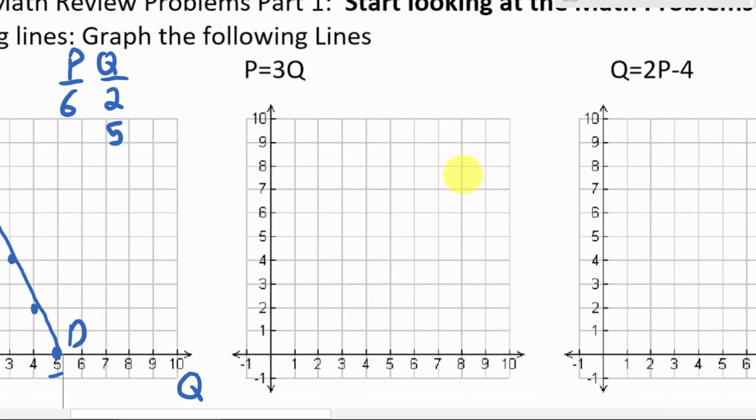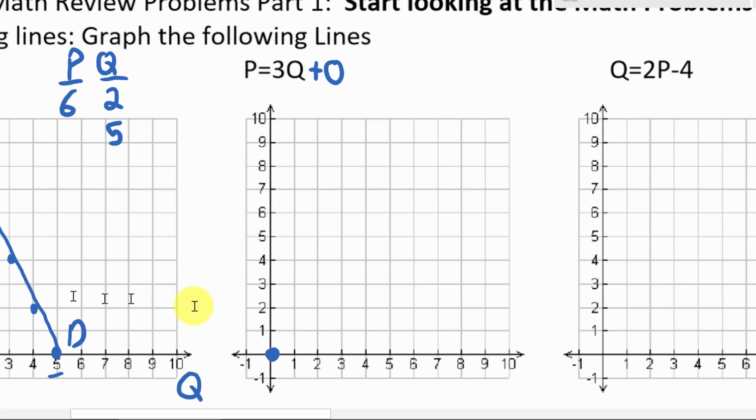Over here, p equals 3q. We don't see a y-intercept sitting there by itself, so we know that must be 0. So the y-intercept is 0. And then the slope is 3. And so we could go up 3 over 1, up 3 over 1, and this is what p equals 3q would look like. And that could be a supply curve, perhaps, since it has a positive slope.